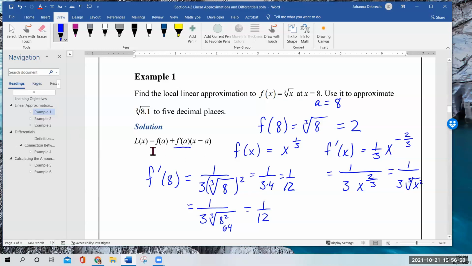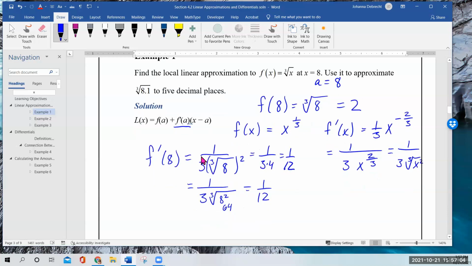We need to plug these pieces of the linear approximation function into the formula to find the formula. The linear approximation function, otherwise known as the tangent line at 8, is then going to be given by the following function. This is going to be f of a, which we have already computed to be 2, plus f prime of a, which we have computed to be 1/12, times x minus a, which is 8. This is the linear approximation function. You can leave it in this form, it's just fine.